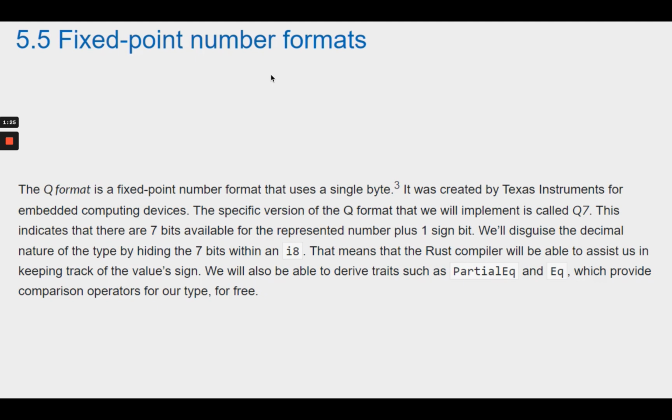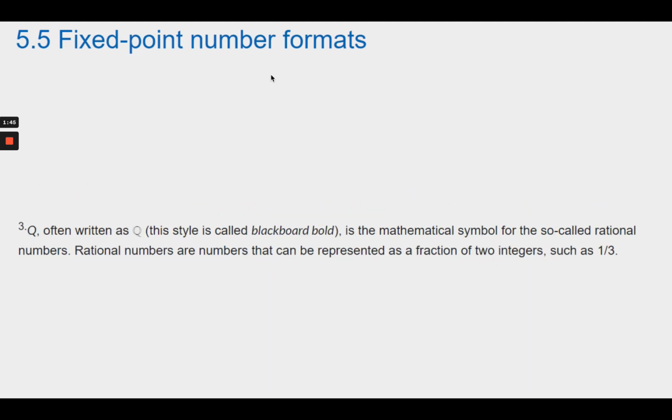We'll disguise the decimal nature of the type by hiding the 7 bits within an i8. That means that the Rust compiler will be able to assist us in keeping track of the value's sign. We will also be able to derive traits such as PartialEq and Eq, which provides comparison operators for our type for free. Footnote 3.